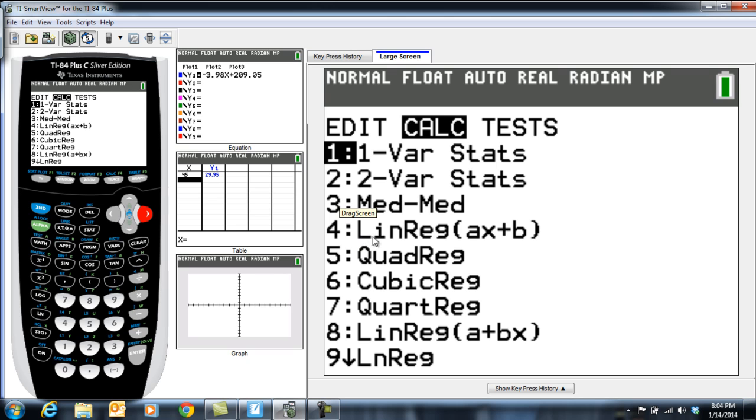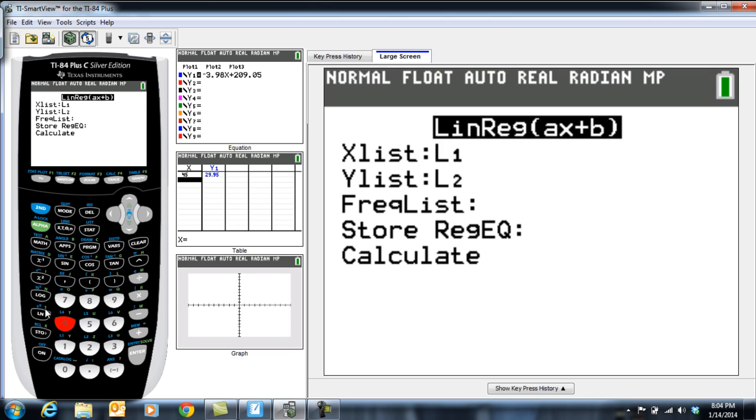We want to do LinReg. This is linear regression, and if you notice, in parentheses it says AX plus B, which looks a whole lot like MX plus B. Why the calculator switches it to AX instead of MX, I don't know, but it's the same thing. AX plus B: A is your slope, B is your y-intercept. So we're going to go down to option 4, and you should have a menu like this.